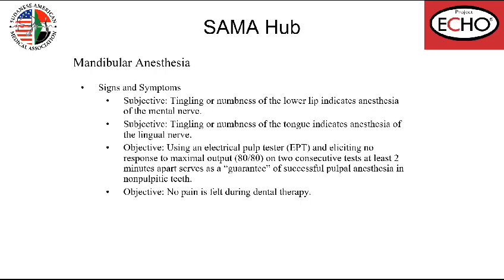Tingling or numbness of the tongue indicates anesthesia of lingual nerve. Objective, using the electrical pulse tester, can guide you to find that the successful pulpal anesthesia is there, and simply sometimes with the explorer you can check on the buccal gingiva if there is any pain.